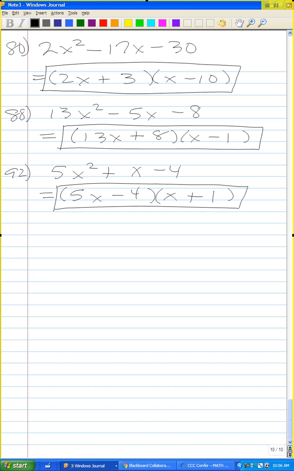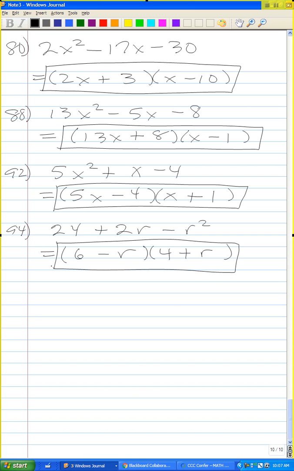Let me do problem 94. 24 plus 2r minus r squared. And so let's factor this. And so two numbers whose product is 24, 6 and 4. Two quantities whose product is negative r squared, so negative r and plus r. And let's check. 24 plus 6r minus 4r is plus 2r minus r squared.